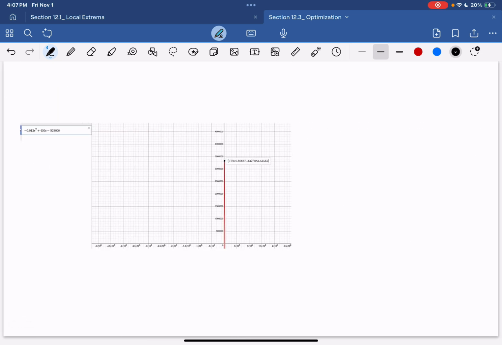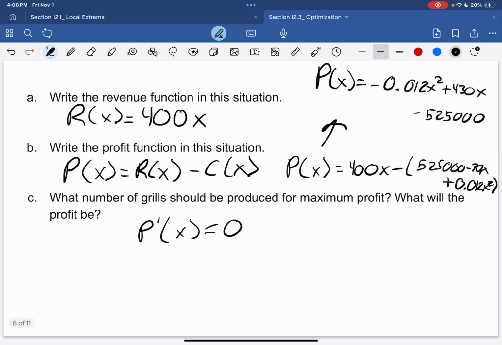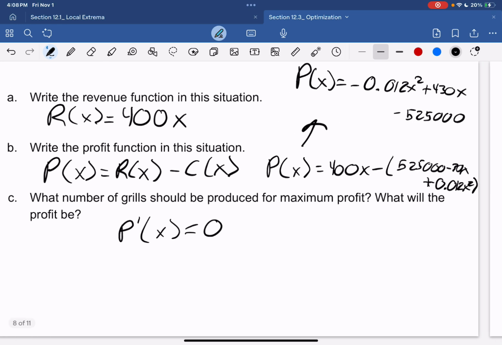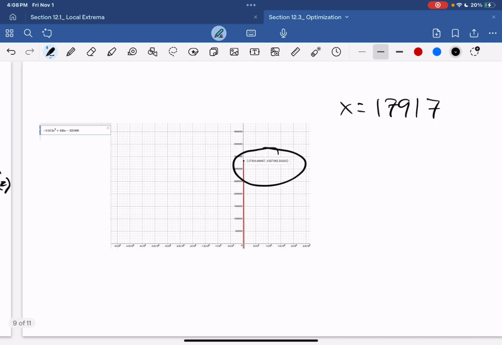Then I go up to the top of the graph, and I see that I have a maximum when x is equal to 17,900, and since we're talking about grills, we'll round it, 17,917. So 17,917 would be the number of grills that I would sell for a maximum profit.